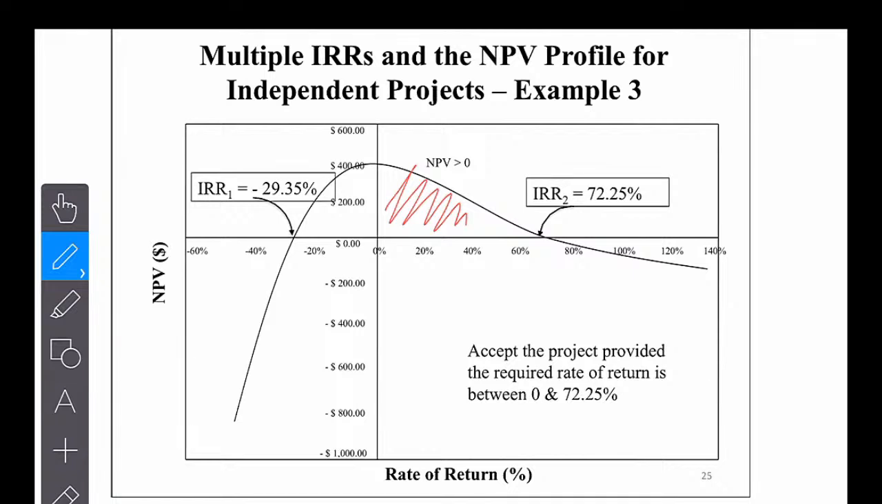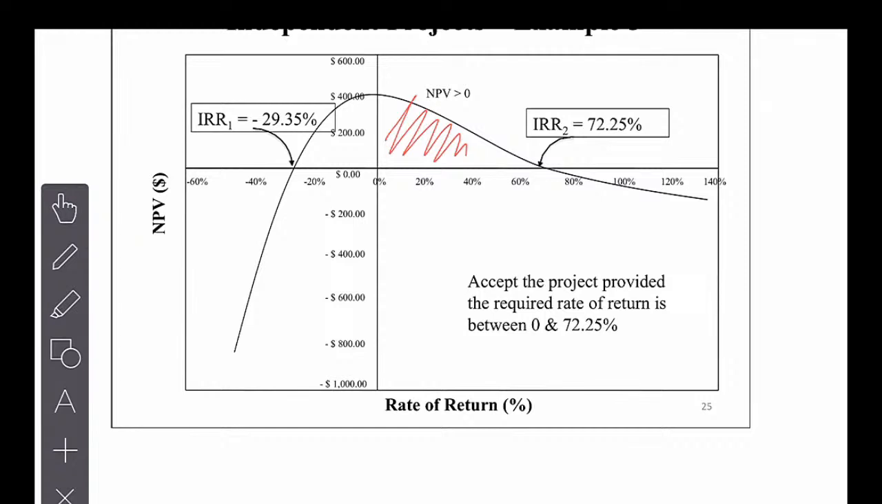Since firms will use a discount rate, or a required rate of return, that's a positive, then you accept the project for all these rates. So this is a very profitable project. Doesn't even matter. Up to 70% return required, you should conduct the project or invest in the project. Okay. So that's how you interpret that.